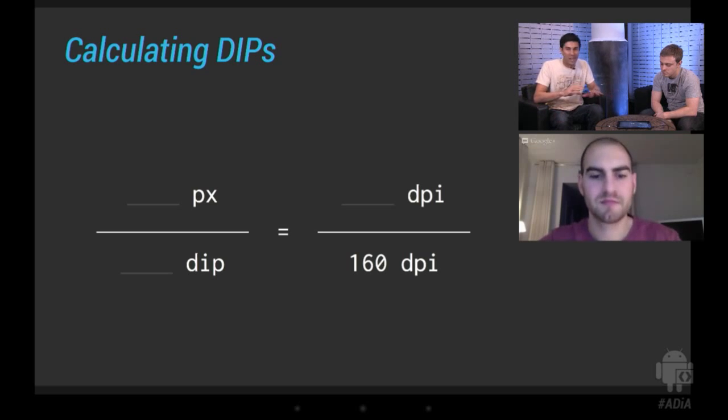Don't forget there's DPI and there's dip. They're very closely related. One is the actual density of the device, and the other is these dip units that we're talking about. DPI is dots per inch, or PPI, pixels per inch, and then you have dips, which is density-independent pixels.